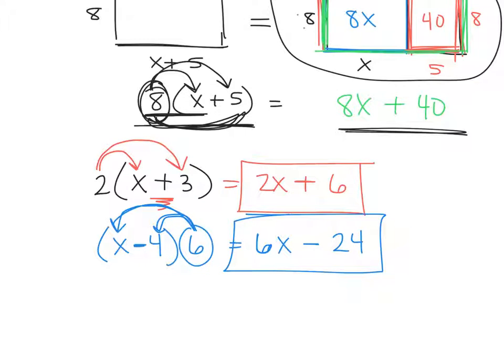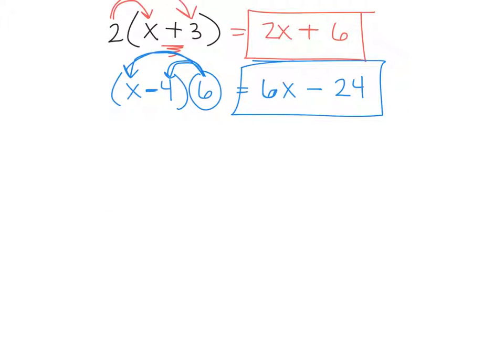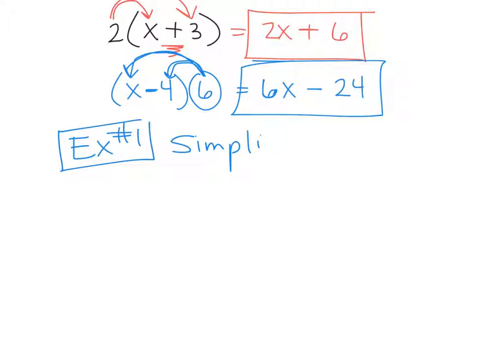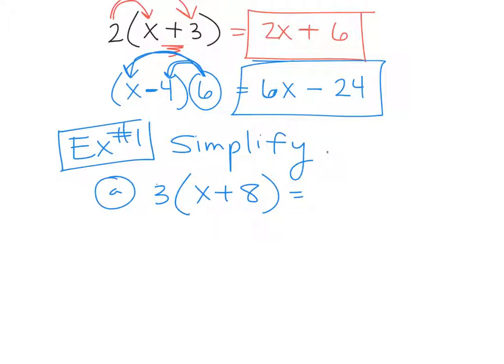So I'm going to give you a few of these right now, and we're going to work them out together. Example number 1. So when you're doing distributive property, they're just going to say simplify. Okay, so my first one here is 3 parentheses x plus 8. So if we're going to distribute this, what do we do? You multiply 3 in x and then 3 in 8. Right, so 3 times x gets us what? 3x.